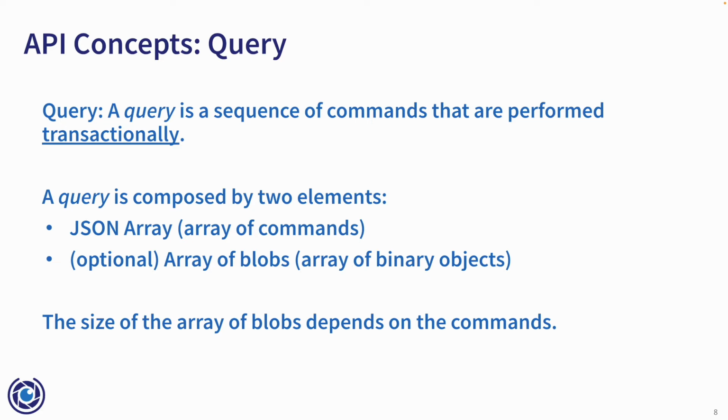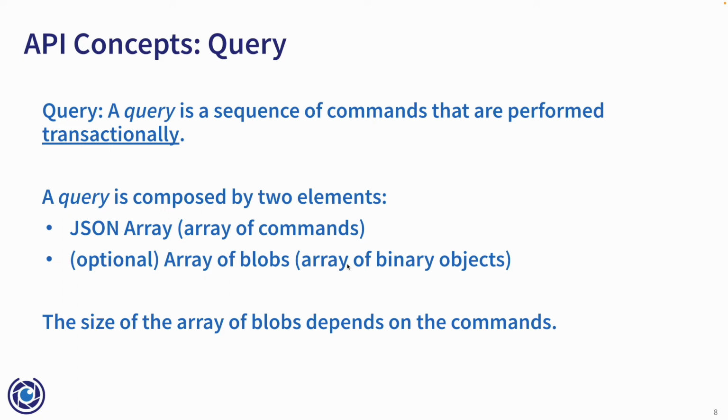For example, let's say that we want to insert an image. We're going to be using the AddImage command in that case, and we're going to be sending the image as a blob, for example, the encoded JPEG image. We just send that as part of our query. And the size of the array of blobs depends on the command. So in the example I gave before, if we just do one AddImage, the array of blobs will contain just one blob corresponding to that image.